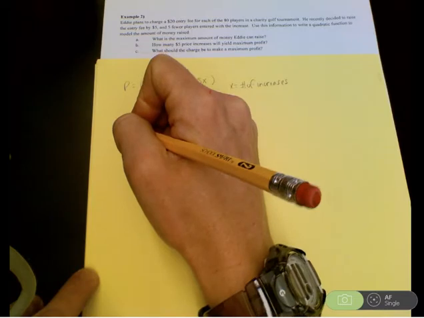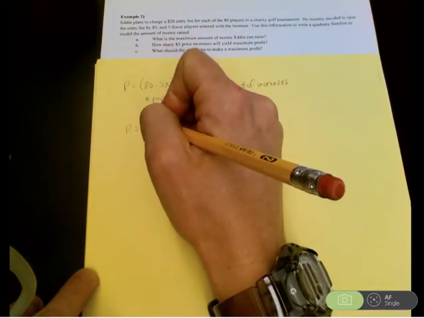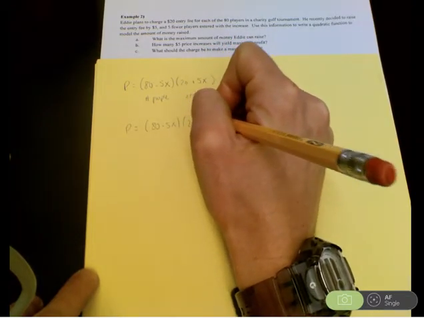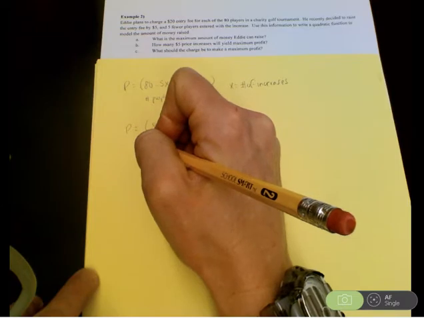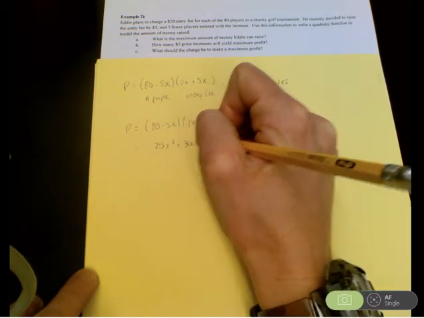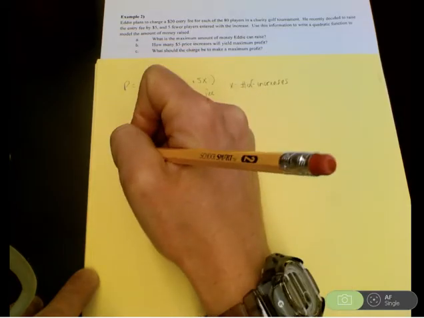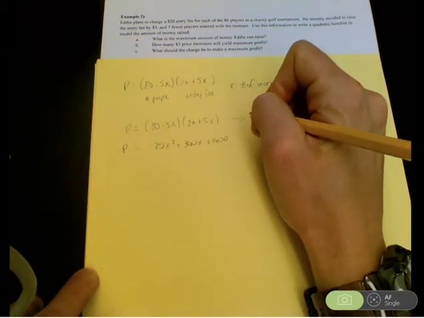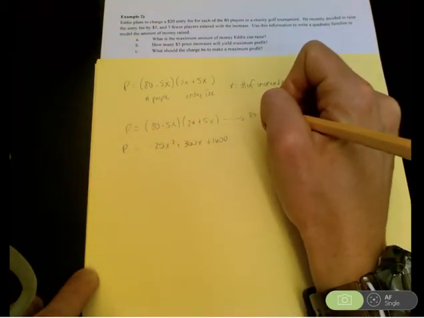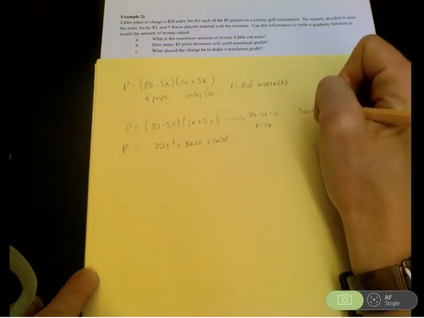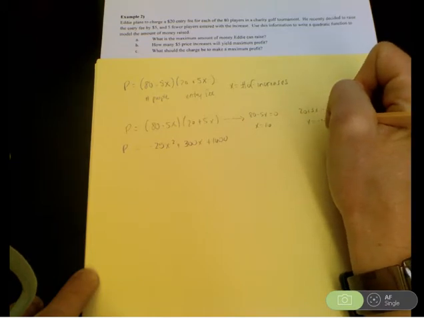All right, so now let's write this all out. 80 minus 5x times 20 plus 5x. If we actually multiply that out, we get negative 25x squared plus 300x plus 1600. This is in factored form. So if we want to grab our x-intercepts from here, if we set 80 minus 5x equal to 0, we get x equals 16. If we set 20 plus 5x equal to 0, we get x equals negative 4.